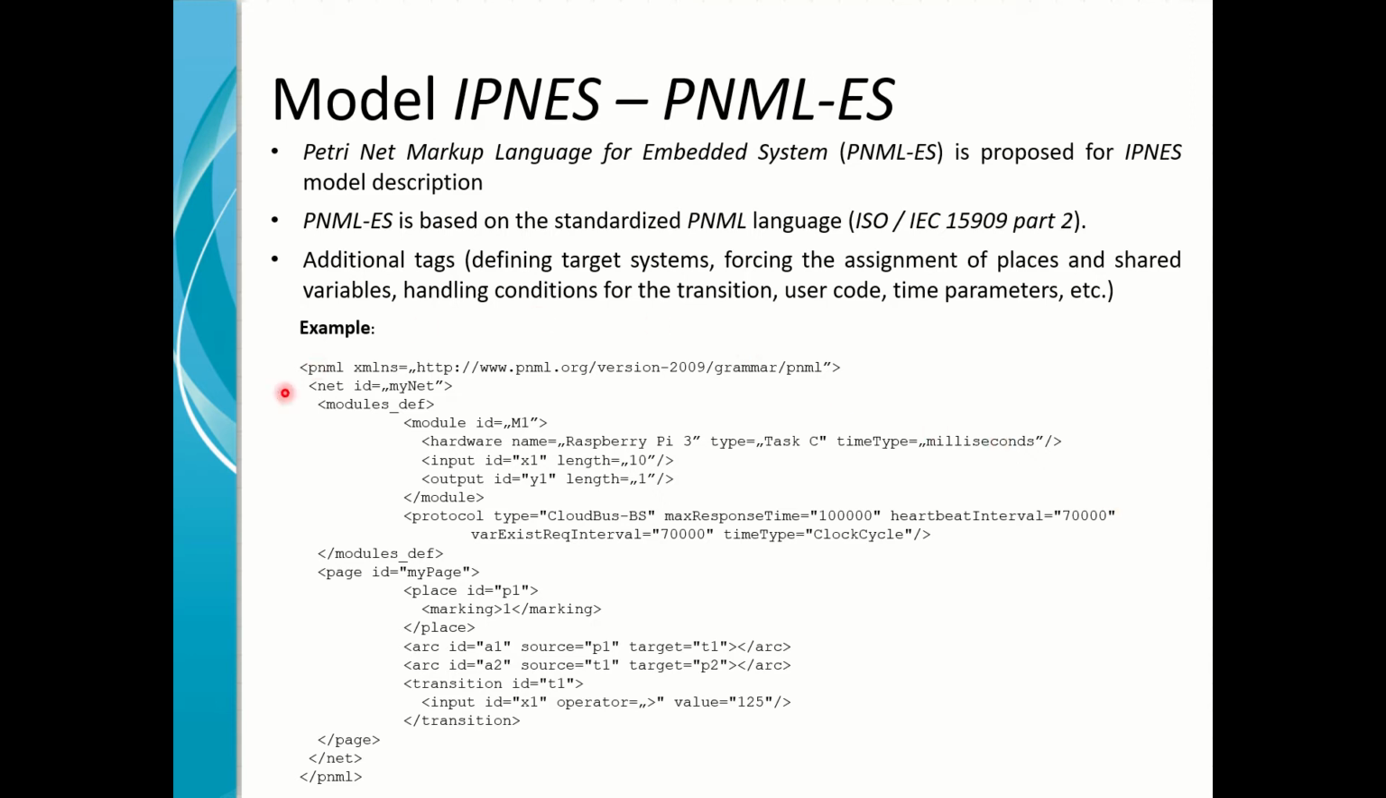Here we've got the example of the PNML-ES. As you can see, the PNML is based on XML text. If we look deeply, we can see the model definition. It uses the hardware of the Raspberry Pi 3. The code will be generated as a task in the C language. We've got some inputs and outputs of this model, the definition of the communication protocol, which will give the data exchange between the end models in the system.